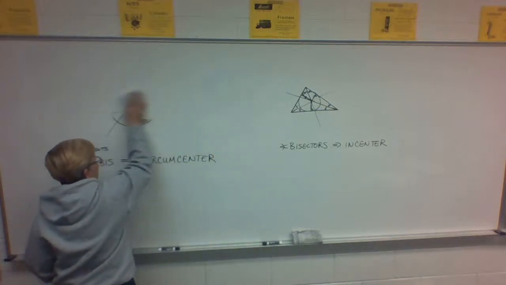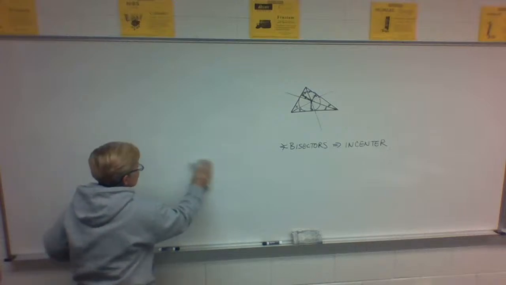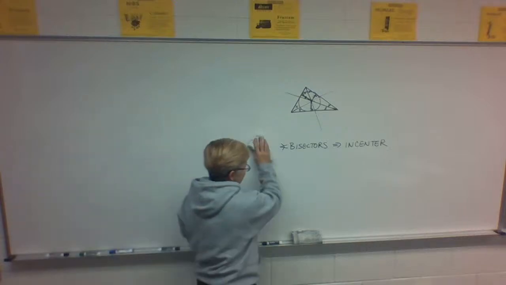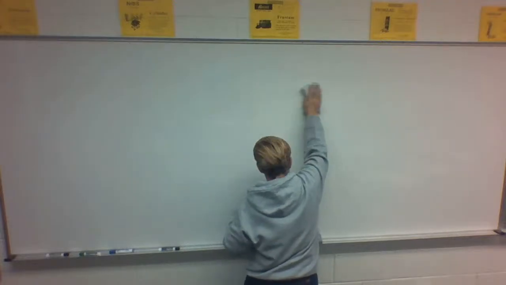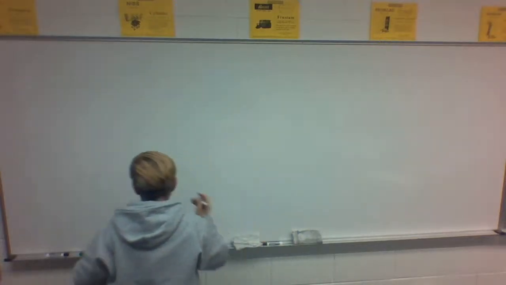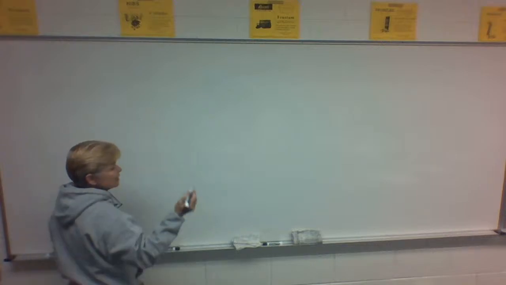I told you there were 4 centers of triangles. We've discovered 2. Circumcenter, center of a circle on the outside. Incenter, center of a circle on the inside. There are other things as well. And before that, I need to describe to you what medians and altitudes are.